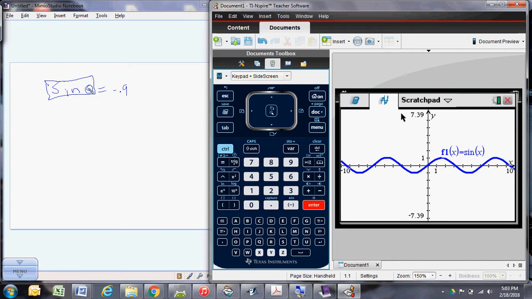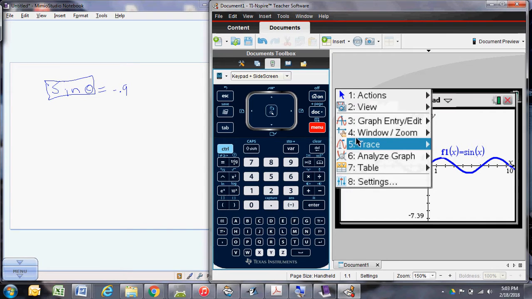Now we're only supposed to solve for theta between 0 and 2 pi. Pi is about 3.14, so 2 pi is about 6.28. My current window goes from 0 to 10 on the x-axis, so 6.28 is somewhere back here. It's actually right there. But you could do a zoom trig to make it look like that. So it's something maybe you haven't done before.